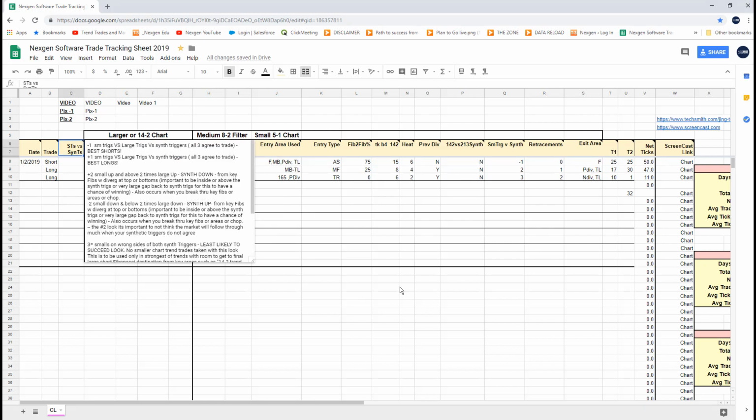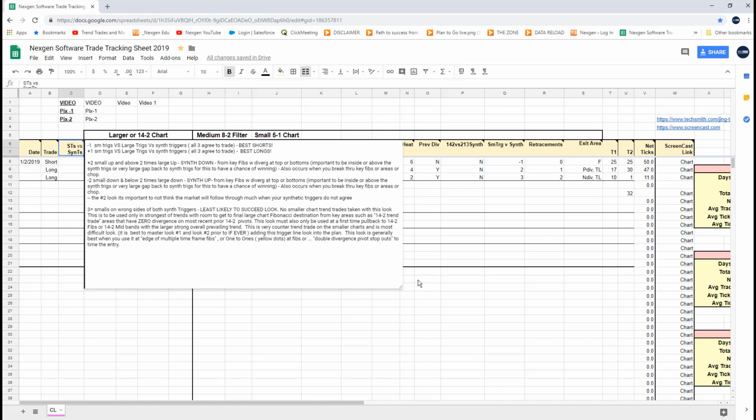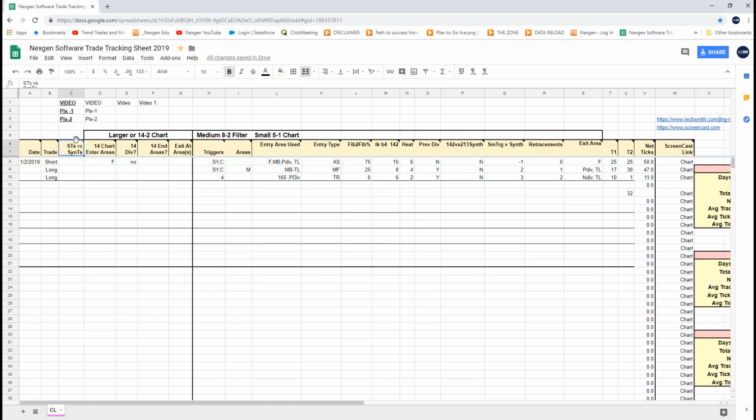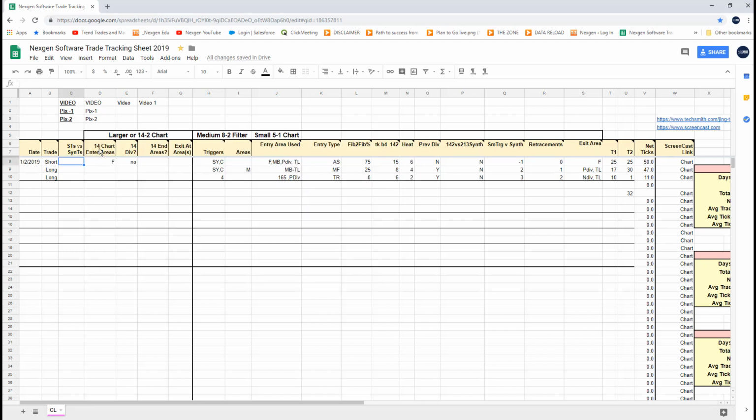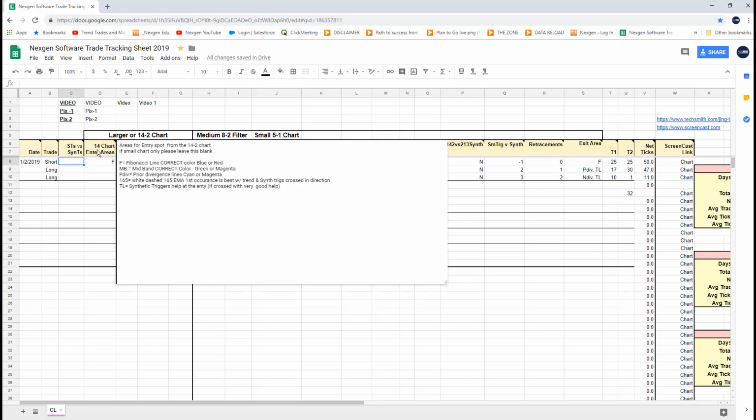All right, so we've been through the first section on our tracking sheet with our trigger lines. And again, having the correct 14-2 chart trigger line look is going to be key for you. The second column that you're going to be tracking for yourself is entry areas that were provided by the 14-2 chart.